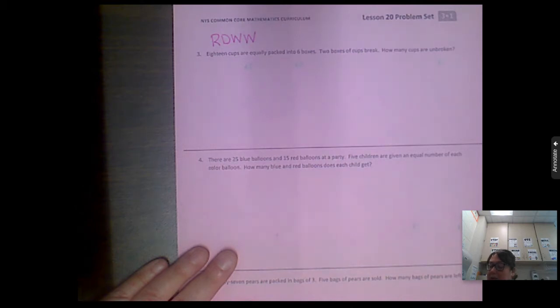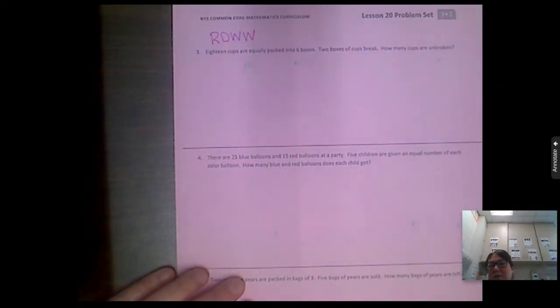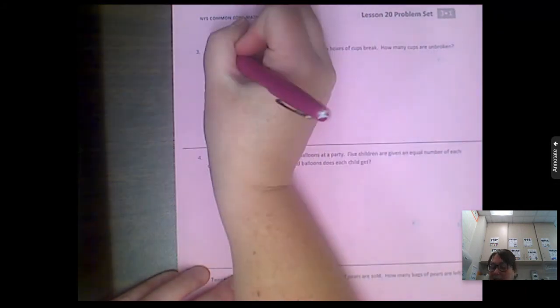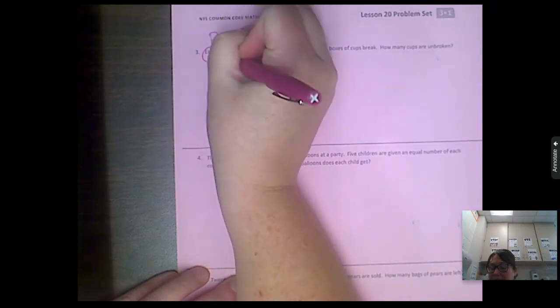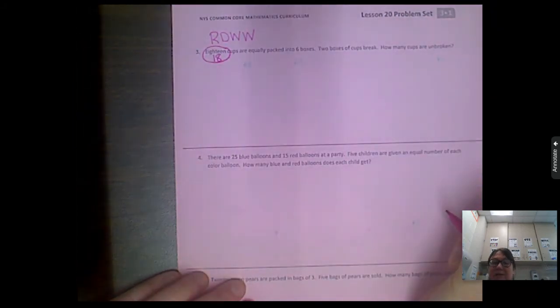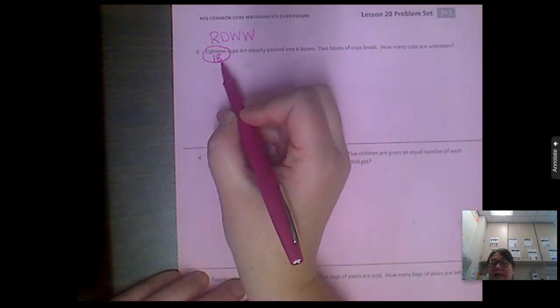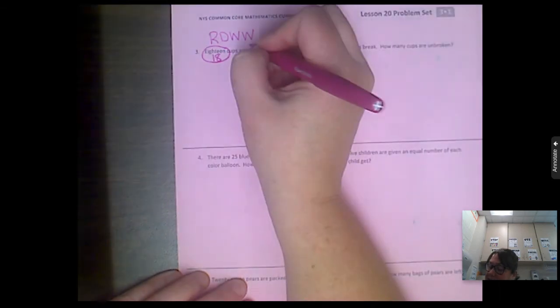So I'm looking at that part. 18 cups are equally packed into 6 boxes. I think 18 is the total there. Do you agree? Because I'm taking those 18 cups and I'm packing them into 6 boxes. So yeah, that's my total. And again, it's not a number. So if it helps to, well, it's not written in number form, it's written in word form. So if it helps you to write the actual number underneath it to see it as the number easier, that's okay. And they're equally packed into 6 boxes.